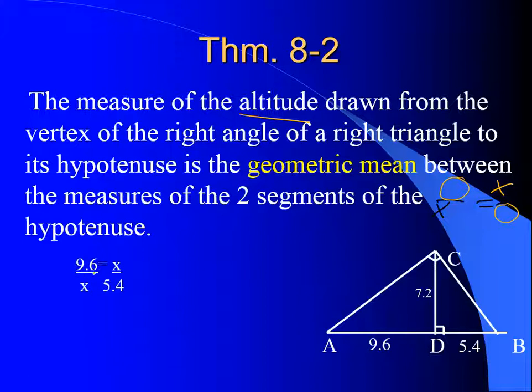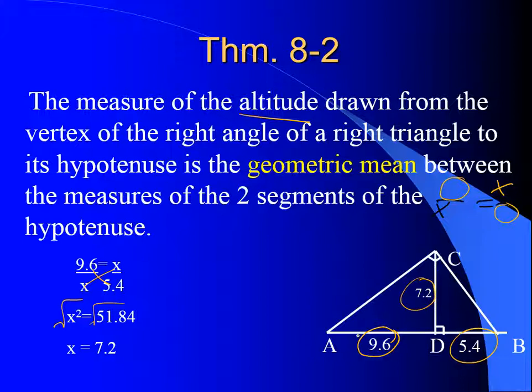Okay, so here we go. I took the 9.6, one side of my hypotenuse, the 5.4, which is the other side of my hypotenuse, and then I put my x's in my means position and set up a proportion. Now all I have to do is cross multiply. Remember, x times x is x squared. 9.6 times 5.4 is 51.84. Last step is to take the square root. So x ends up equaling 7.2. So that is the length of my altitude.